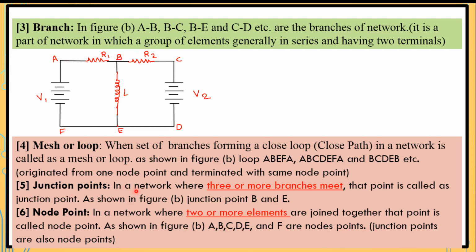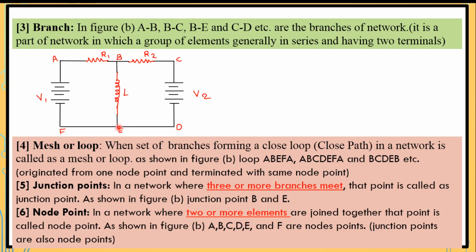Now the fifth point we want to discuss is the junction point. A junction point in a network is the point where three or more branches meet. Here AB is one branch, BC is another branch, and BE is the third branch. So this point B is called a junction point, where three or more branches combine at a certain point.